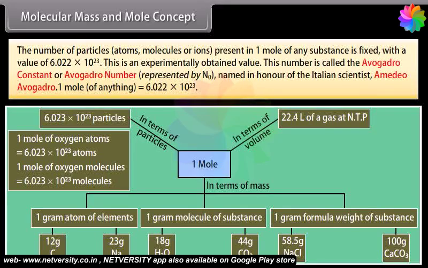6.022 times 10 raised to the power 23. This is an experimentally obtained value. This number is called Avogadro constant or Avogadro number, represented by N0, named in honor of the Italian scientist Amedeo Avogadro. 1 mole of anything is equal to 6.022 times 10 raised to the power 23.